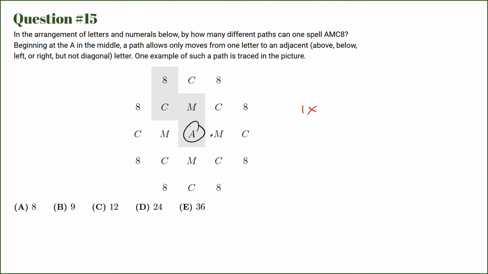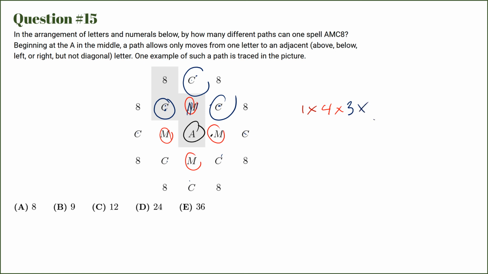Let's see how many choices there are to pick an M. That would be 1, 2, 3, 4. So 1 times 4. Then let's see how many choices there are for C. Now we can't just pick every C here. We can't just count 1, 2, 3, 4, 5, 6, 7, 8 because you can't go from every M to every C. So let's look at one individual M, because this figure is symmetric. From this M you can go to 1, 2, 3 C's. So that's 3 options.